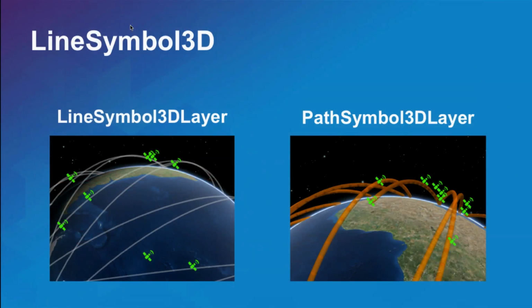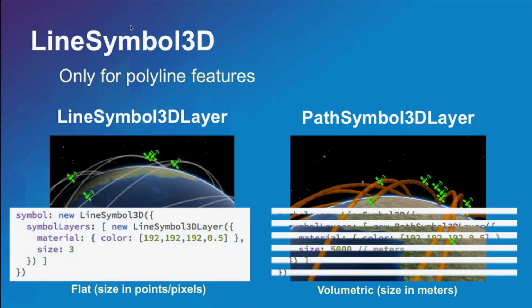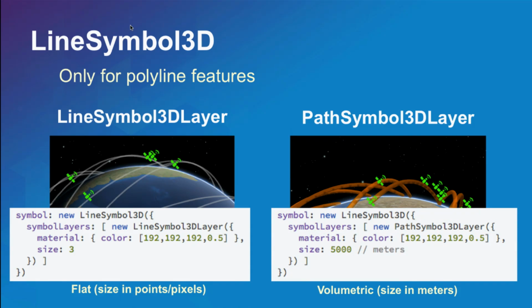So moving on. Line symbols, again, pretty straightforward. It's only for polylines. You have the flat version, which is a line symbol 3D layer, and then you have the volumetric version, which is the path symbol 3D layer. When you're doing something like a flight path, I think either of them looks okay. You can use the billboarded line symbol or that tube-like path symbol. And these are pretty easy to construct.